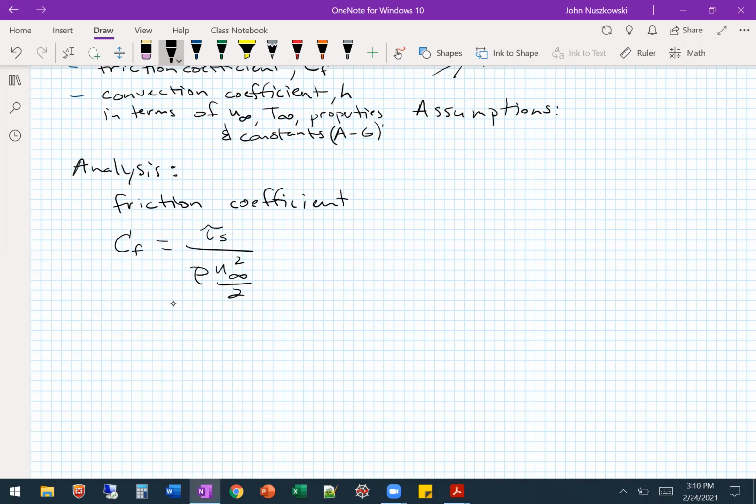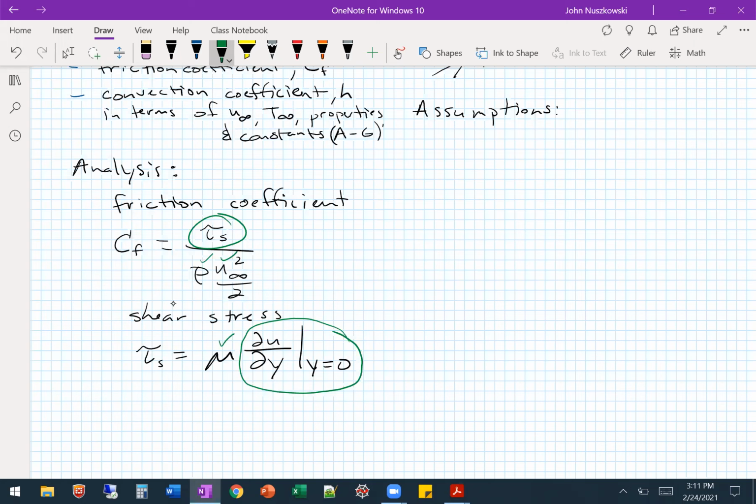So if we look at that, it said we can use properties. So density is fine, free stream velocity is good, 2 is obviously good. We need shear stress, then. Shear stress at the surface looks like this, right? Again, this is dynamic viscosity, so that's a fluid property, so we're good there. And then we have this term.